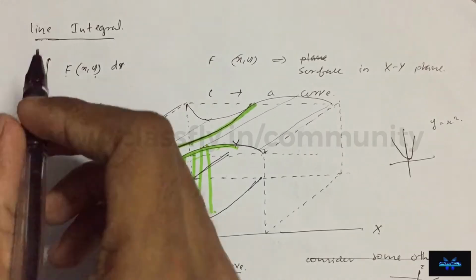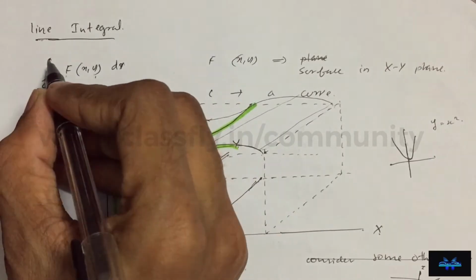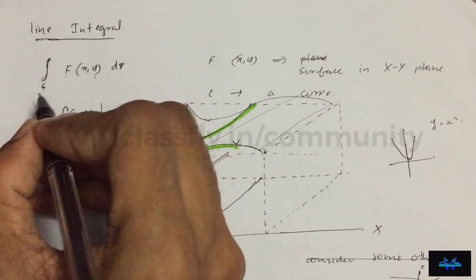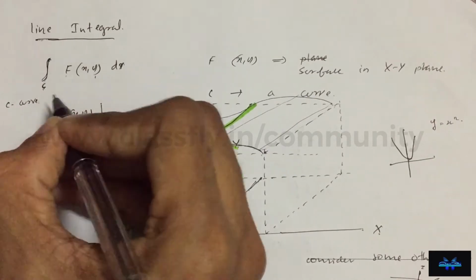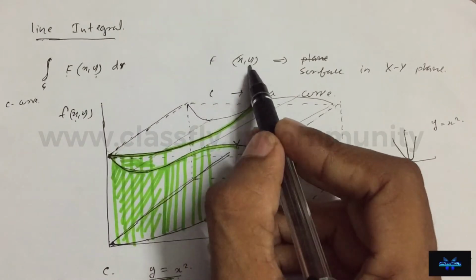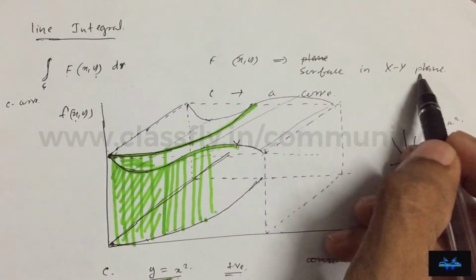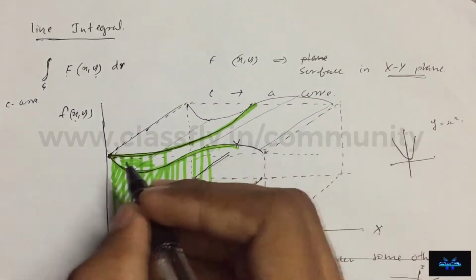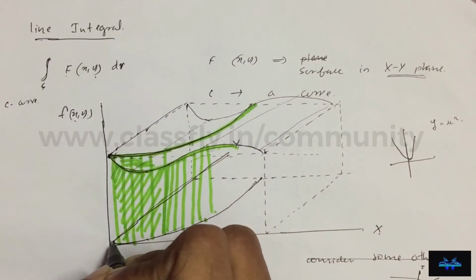Now let's talk about line integral, which is integral over C, where C is the curve, of f of xy dr, and f of xy is a surface over the xy plane. Okay, this is the f of xy.